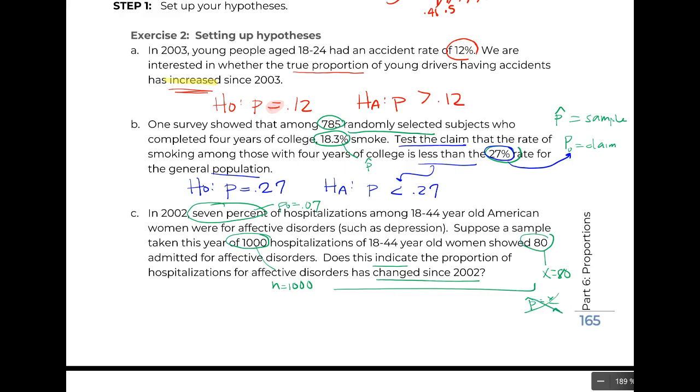So we're going to go ahead and just set up our hypotheses. Our null is that P is equal to 7%. It's the same as it was in 2002. And our alternative is that it has changed. So change does not give us a direction. That's our first two-tailed test where we're looking at not equal to 0.07.